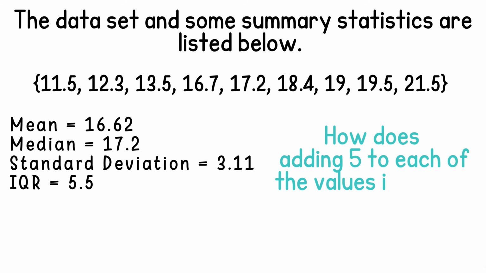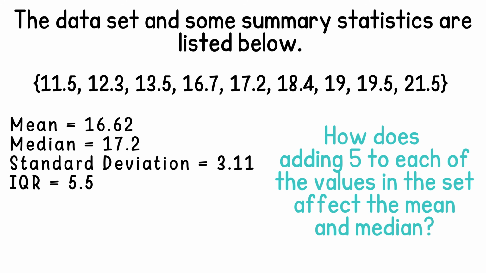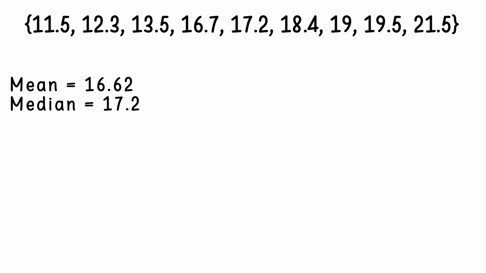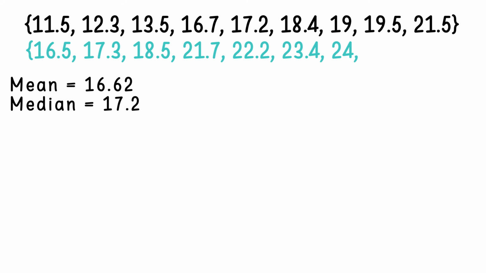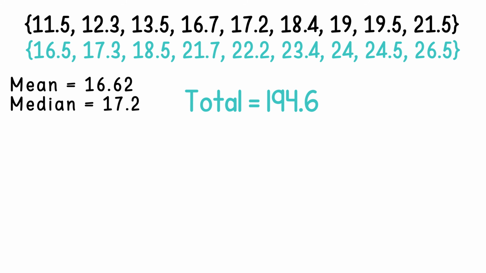How does adding 5 to each of the values in the set affect the mean and the median? We'll find out by adding 5 to each data point and then finding the new mean and median. Currently, we have a mean of 16.62 and a median of 17.2. Adding 5 to each data point gives us this new set. If we add them all up, we'll get a total of 194.6. And if we divide this by the 9 points that we have, then we'll get a mean of 21.62.